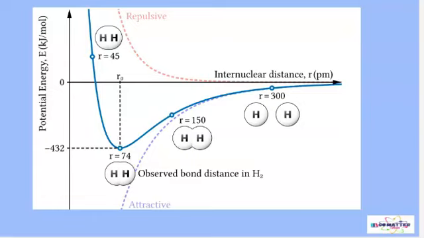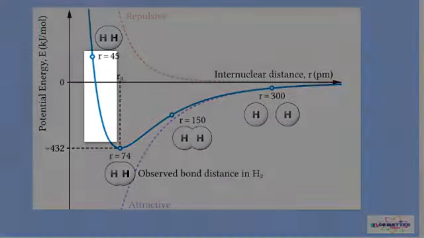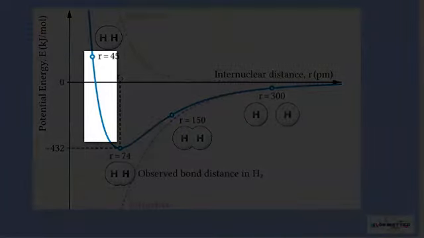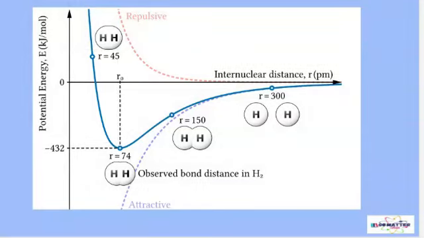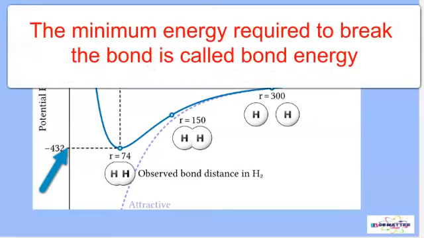If the atoms were to get even closer than the bond length, the repulsive forces between the positively charged nuclei would become dominant. This strong repulsion overpowers the attractive force, leading to a sharp increase in potential energy. The curve rises sharply. The atoms would repel each other and move apart to avoid this high energy state. To break the bond, energy is needed. The minimum energy required to break the bond is called the bond energy.